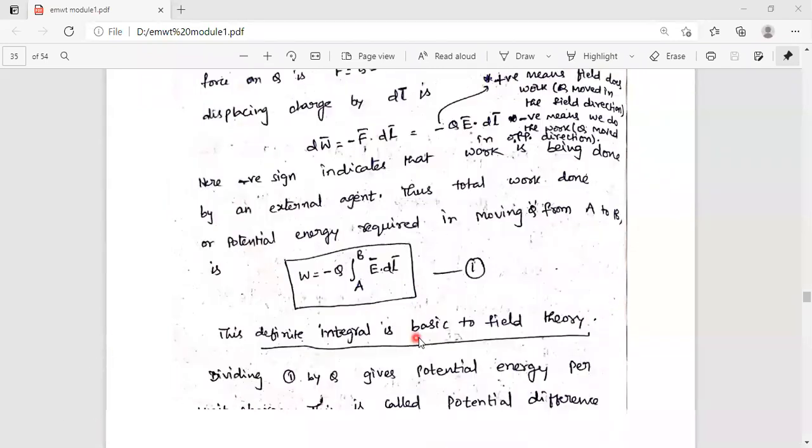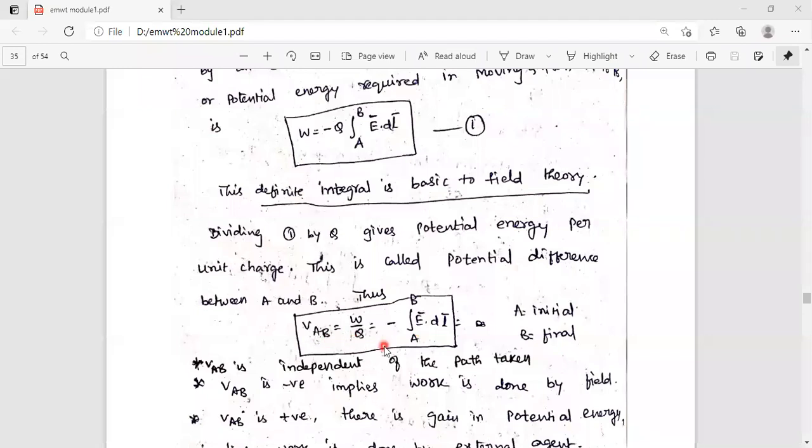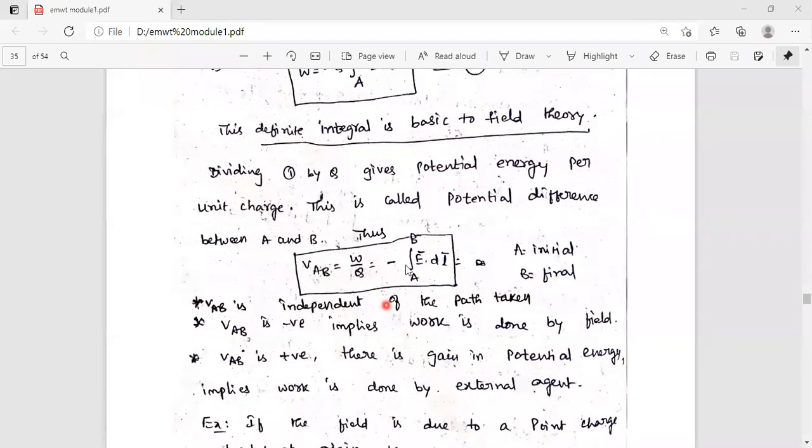Now this is the expression for potential difference. Here observe there is a negative sign before that integral. This indicates that the work is done by the field itself. The negative sign represents that the field is doing the work. The field is moving the charge from one point to another point.